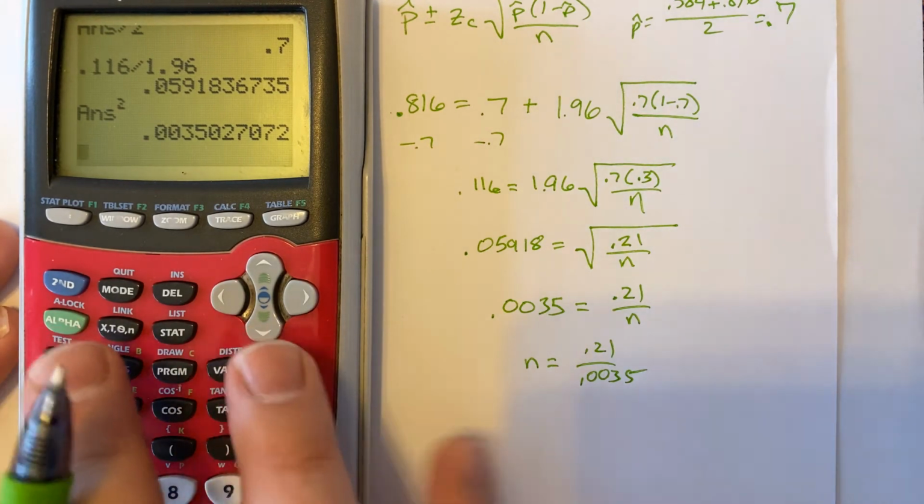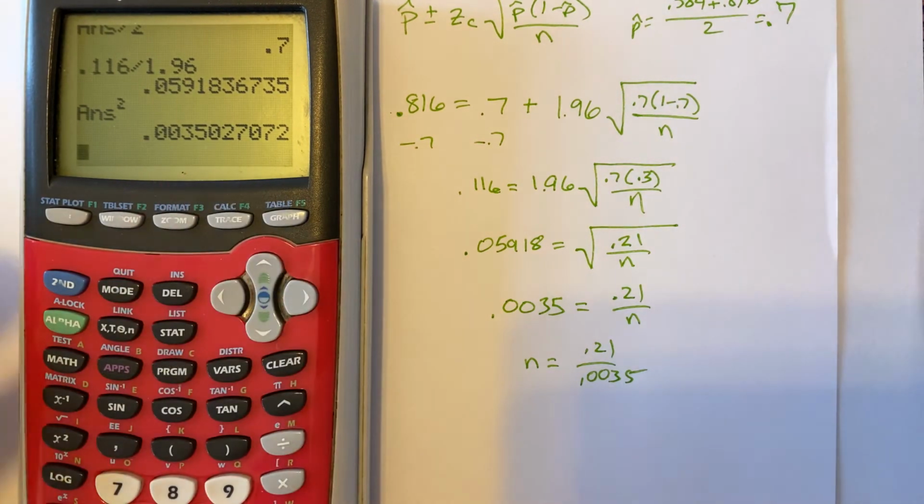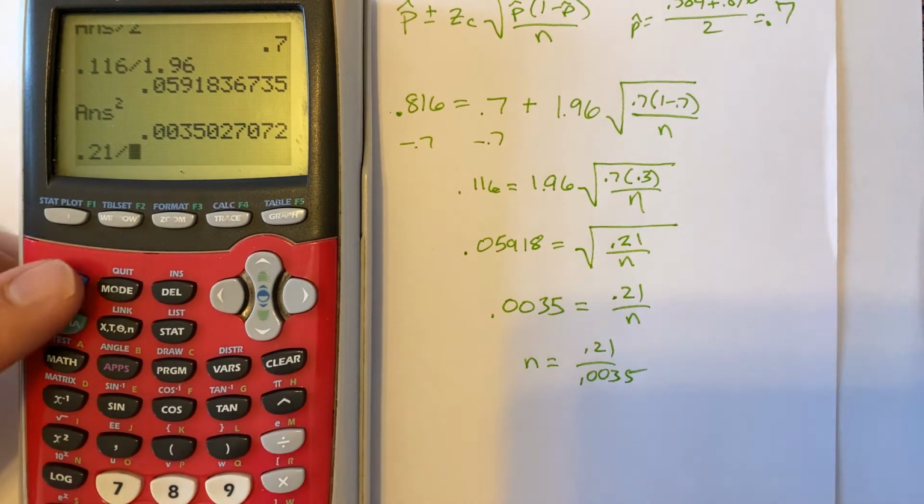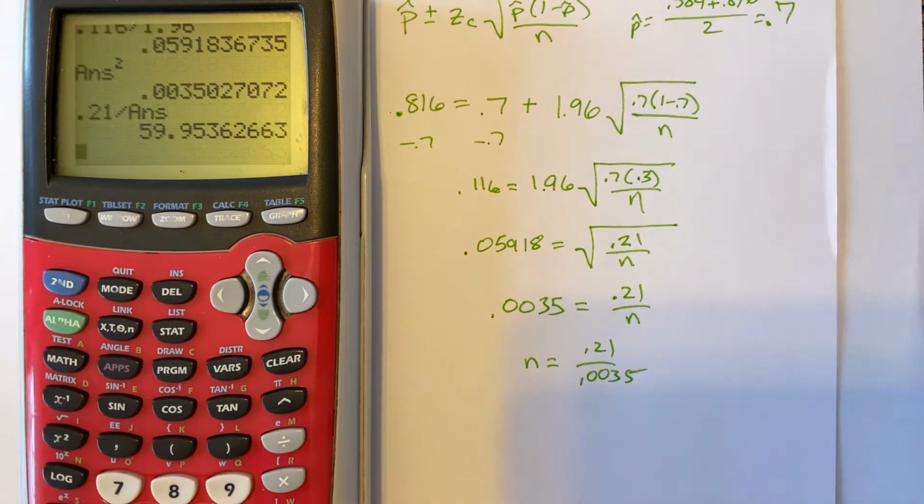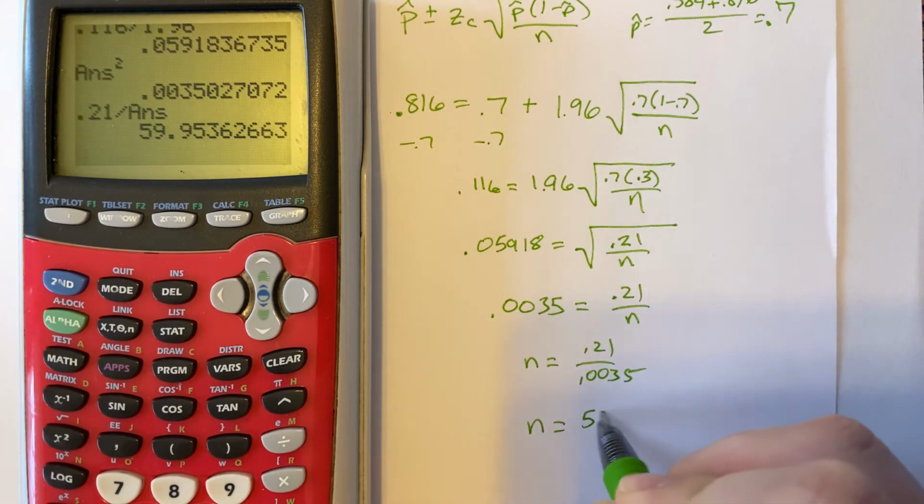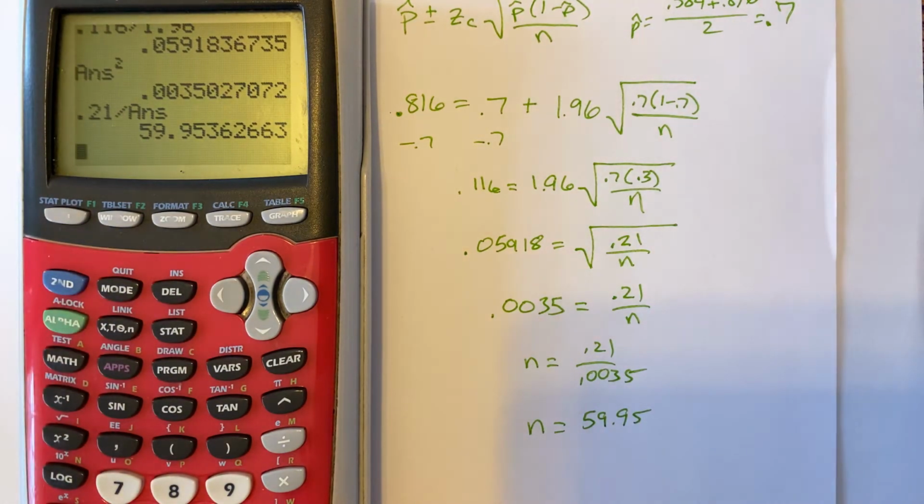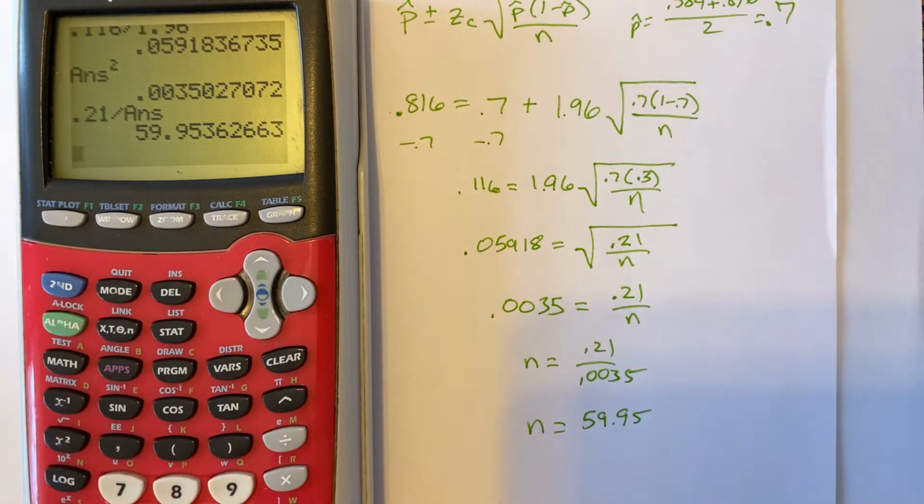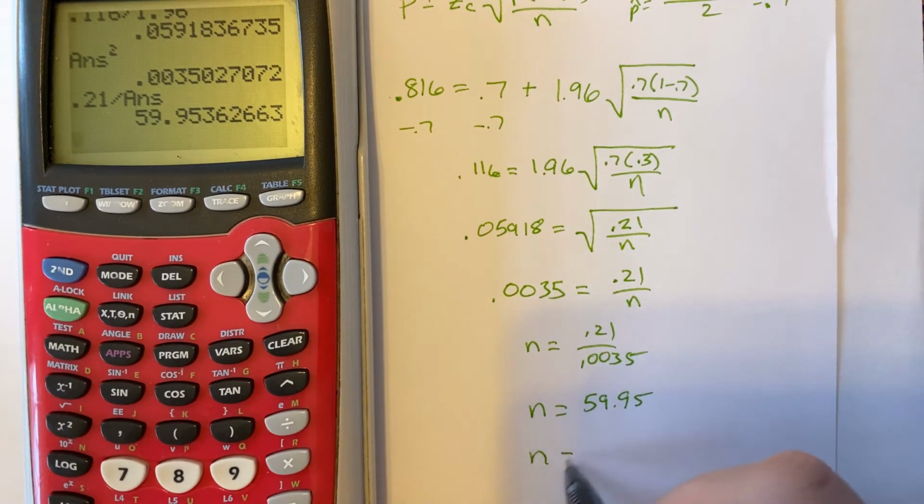And don't forget to avoid some round off error here. So in your calculator, you've already got this full non-rounded answer. We're going to use that one. So we're going to take 0.21 divided by the answer, and this will give us an n, 59.95. And in this case, the question was like, how many people did the environmental science teacher select? And it must have been 60. So really, really close to 60. So n would have been 60 in this sample.